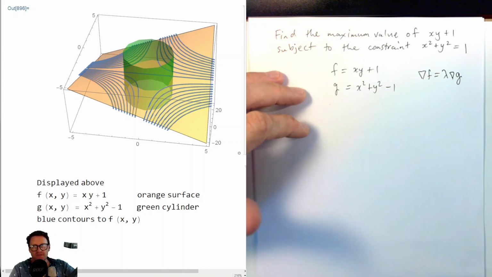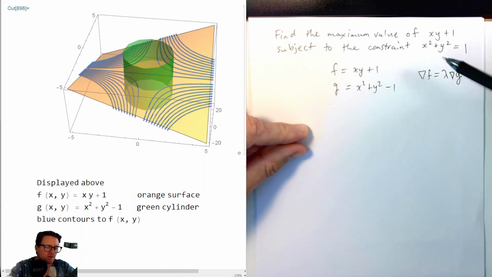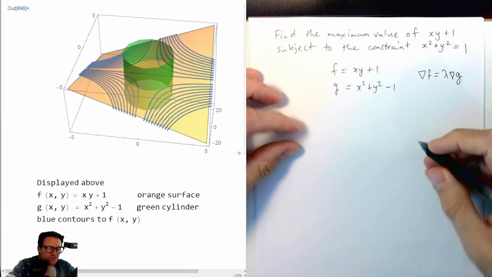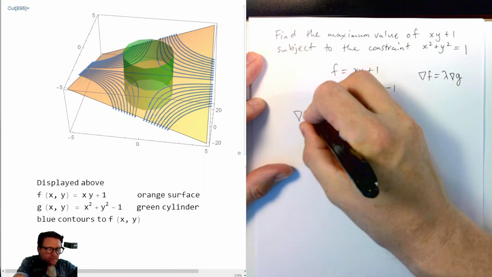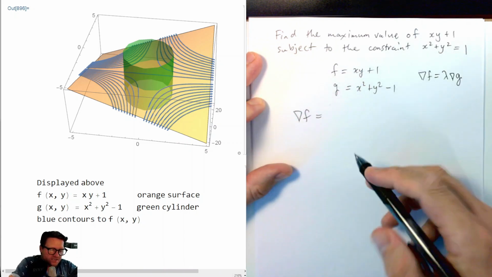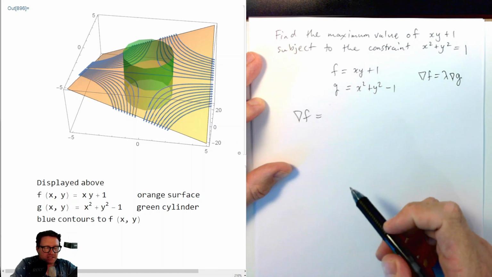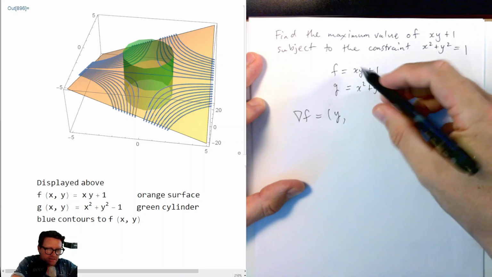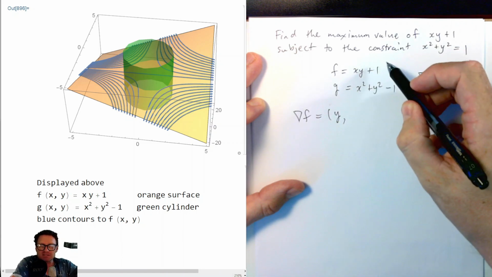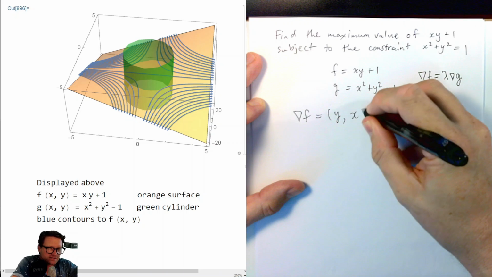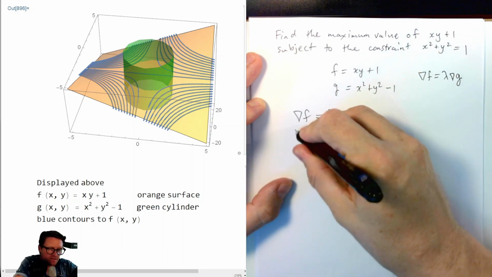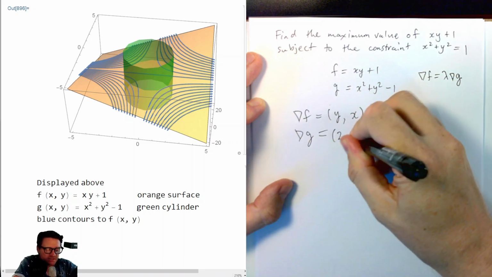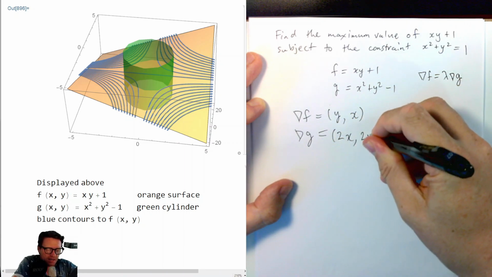Okay, so let's go ahead and finish this problem off. We're finding the maximum value of this subject to this constraint. So what we want to do is calculate grad f, which in this case, we're differentiating partially with respect to x first. And so we get y, and then differentiating partially with respect to y, we get x. Now let's do the same thing for g. So we have 2x, comma, 2y.